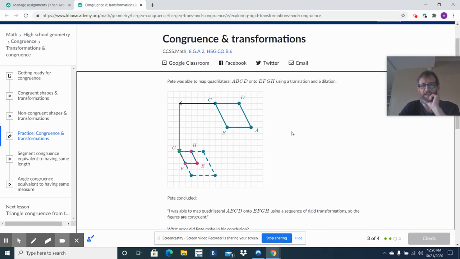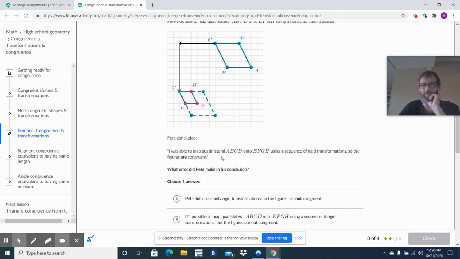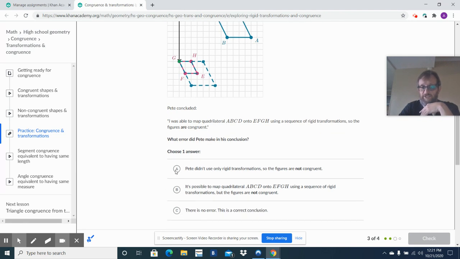All right, Pete was able to map quadrilateral ABCD onto EFGH using a translation and a dilation. I was able to map quadrilateral ABCD onto EFGH using a sequence of rigid transformations. What is his error? Pete didn't only use rigid transformations. This goes back to one. A dilation is not a rigid transformation. These figures are what they'll get into later on. These are called similar. They're the same shape, but they're different sizes. But they are not congruent. He didn't use rigid transformations. A dilation isn't rigid. It doesn't maintain size and shape.